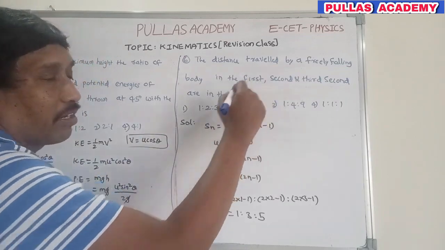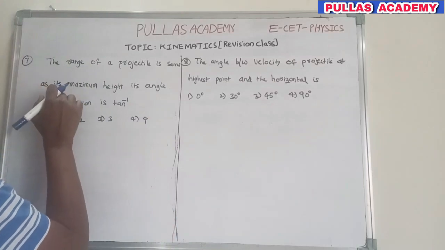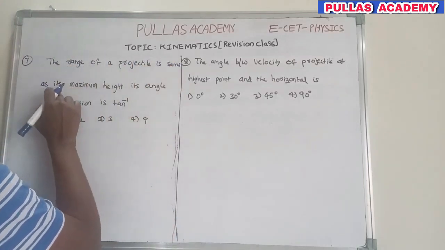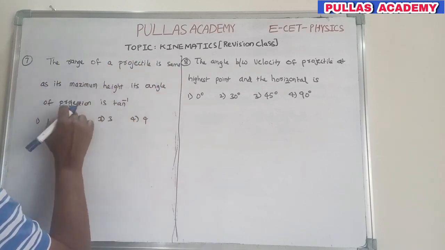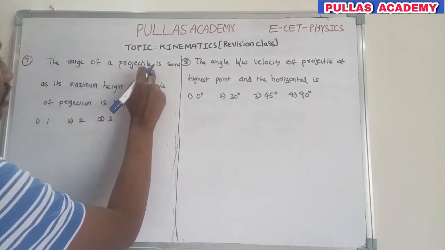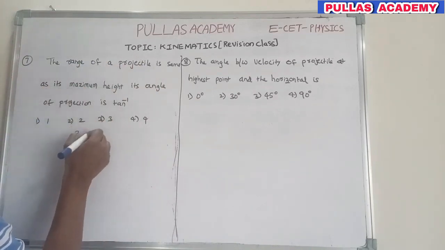So the second option is correct here. Right. The next question, number 7. The range of a projectile is the same as its maximum height. Its angle of projection is tan inverse. Listen to me. Range of projectile R is the same as its maximum height.